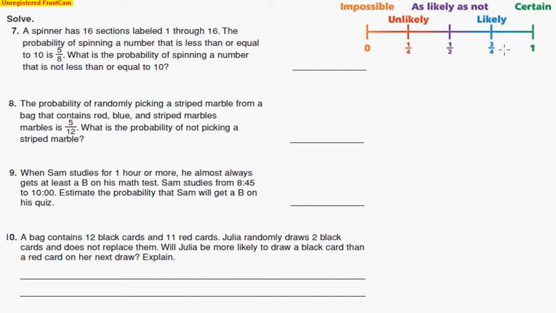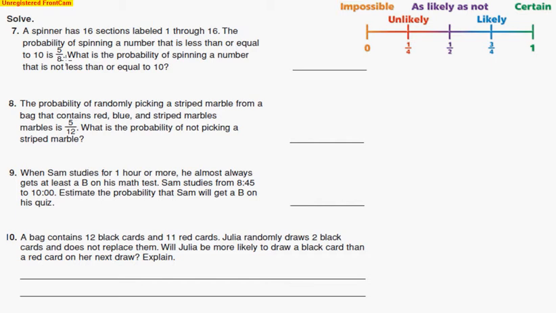Whether it's the probability of, let's say, it raining tomorrow, and then the probability of it not raining tomorrow. So let's take a look at our first problem here. It talks about a spinner that has 16 sections labeled 1 through 16. The probability of spinning a number that is less than or equal to 10 is 5/8. So they give us that probability.